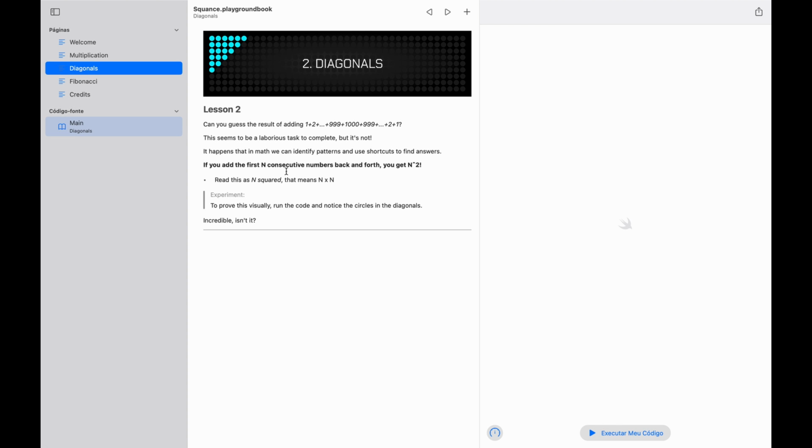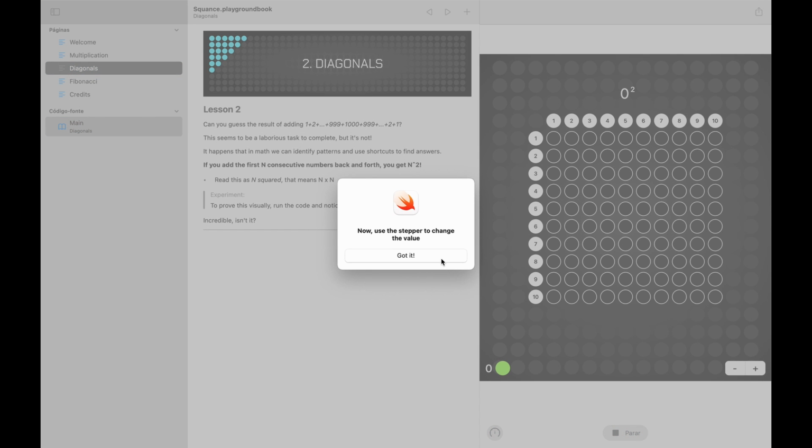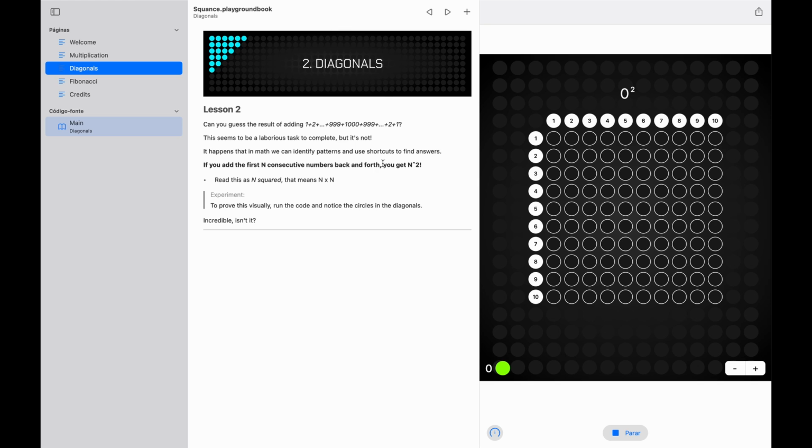Can you guess the result of adding 1 plus 2 plus the following numbers plus 999 plus 1000 plus 999 plus the previous numbers back to 1 and 2? Well, the second lesson brings the called diagonal numbers to prove visually how a sequence of n consecutive numbers added back and forth equals n squared. This lesson comes with the purpose to show that we can deal with math in a much easier way by finding shortcuts or identities, eliminating this way the necessity of having laborious tasks such as countless additions.